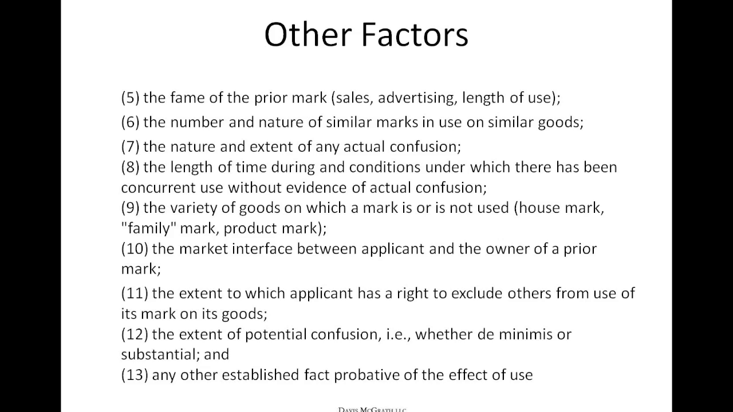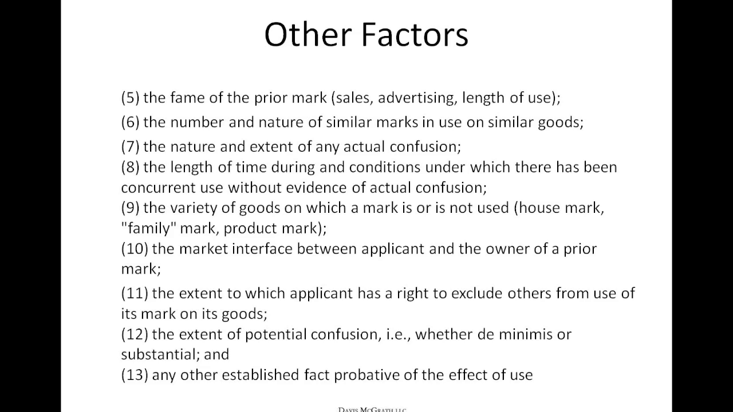So just looking at some of these other factors, one thing that courts may look at is the fame of the prior mark. The number and nature of similar marks used on similar goods, the nature and extent of any actual confusion that might be found, the length of time during and conditions under which there has been concurrent use, and the variety of goods on which the mark is or is not used. This is where a house mark might come into play. We'll see one of those in one of the cases we're going to be talking about.